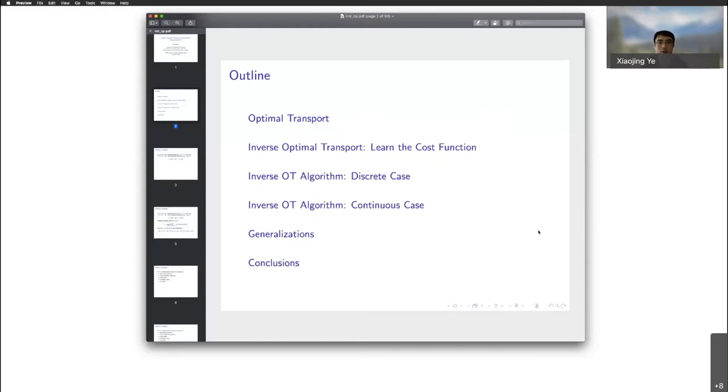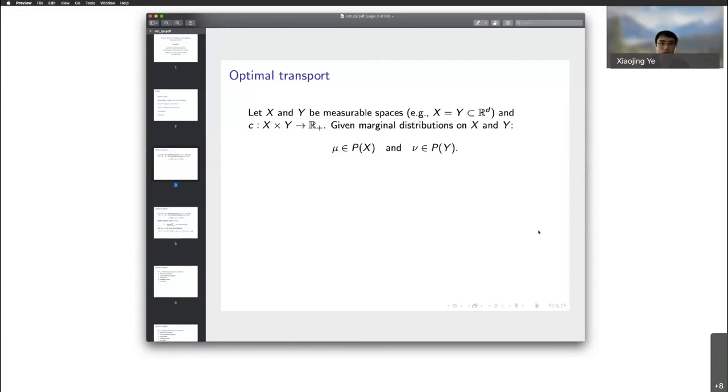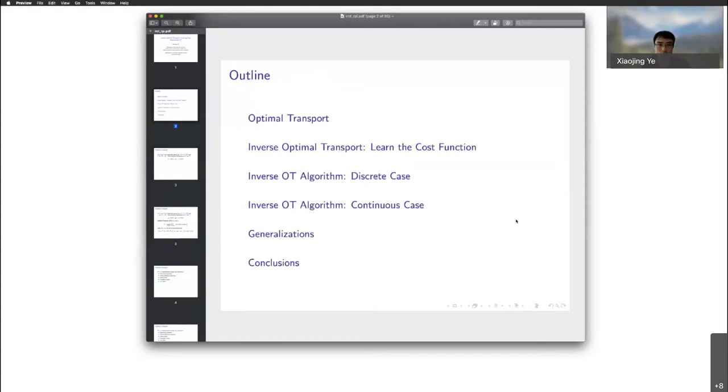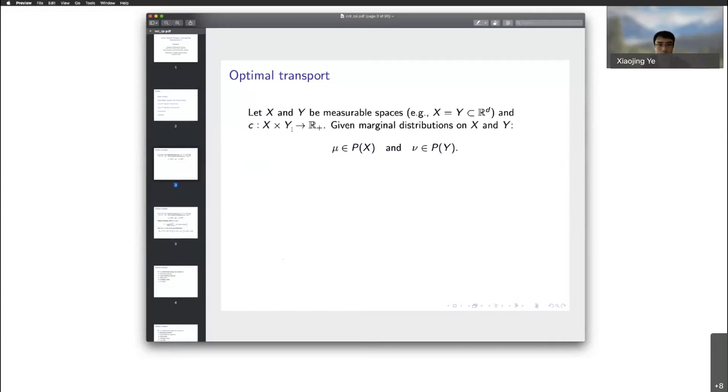Okay, so I guess some of you know what optimal transport is. Suppose we're given two measurable spaces, X and Y. For now, you can think of them as subspaces of, or just the entire, n-dimensional Euclidean space. Then we are given a cost function defined on the product space of X and Y, a mapping from the product space to a real number. This is the cost function that we're eventually trying to recover. But right now, suppose this cost function is given.